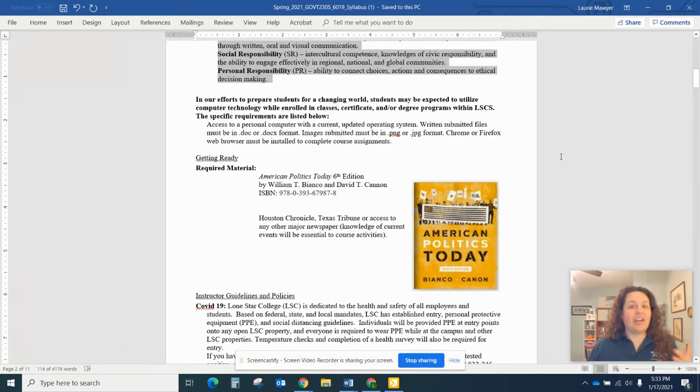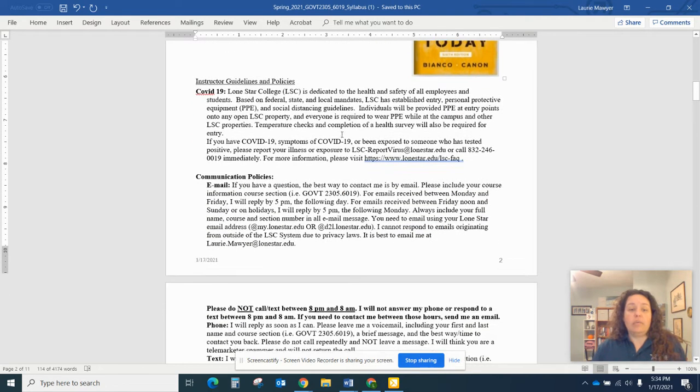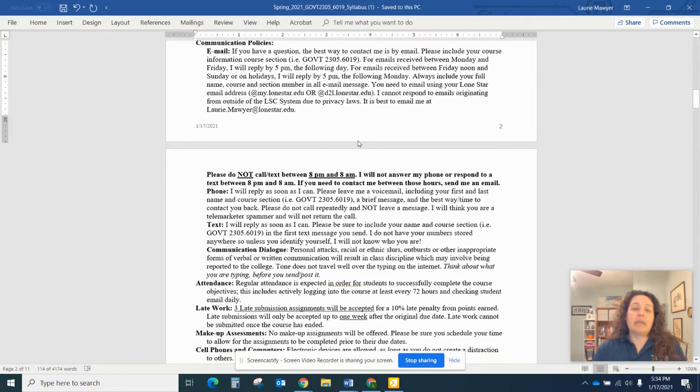So sorry. Here is going to be the book. Again, this ISBN number will take you to W.W. Norton's site, probably. That is the publisher of the textbook. We've got a COVID statement. Again, with my communication policies, this is basically exactly the same thing that's in that module there from the Start Here. But if it's in the syllabus, it counts. That's the way college works.